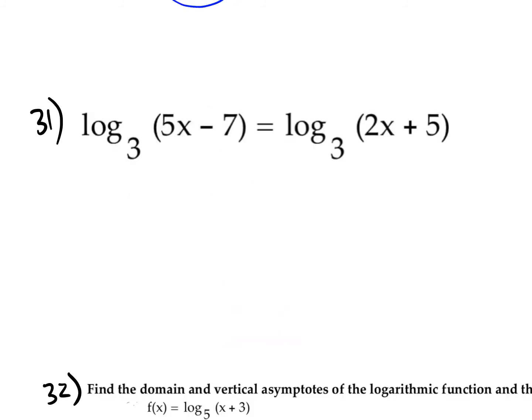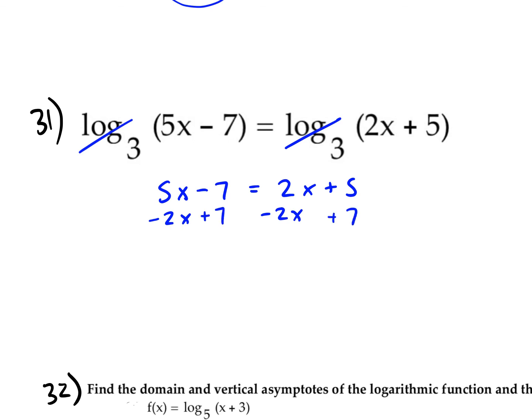What do I need to do here for 31? The logs cancel. So when your logs are the same, they just cancel. If you have a log is equal to a log, you can get rid of them. So 5x minus 7 is equal to 2x plus 5. Then we just solve for x. So subtract 2x on both sides, add 7. So I have 3x is equal to 12. Divide by 3. X is equal to 4.